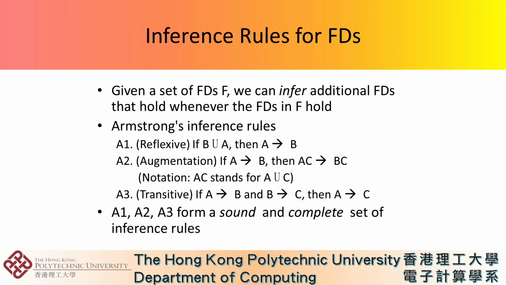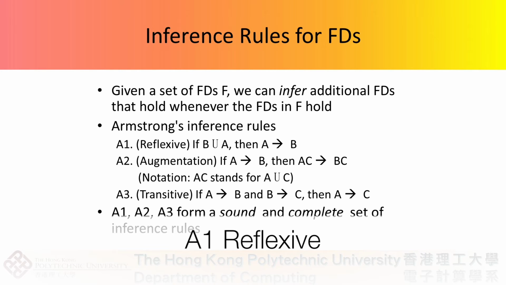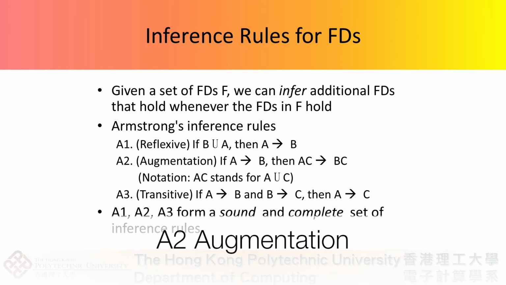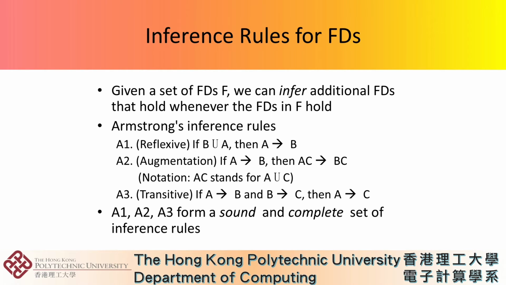Then I will talk about the inference rules for functional dependencies. Given a set of functional dependencies F, we can infer additional functional dependencies that hold whenever the functional dependencies in F hold. Armstrong's inference rules. A1, Reflexive: if B is a subset of A, then A functionally determines B. A2, Augmentation: if A functionally determines B, then AC functionally determines BC. The notation AC stands for a union of A and C.